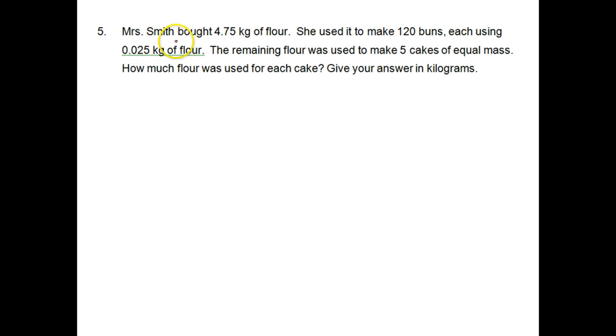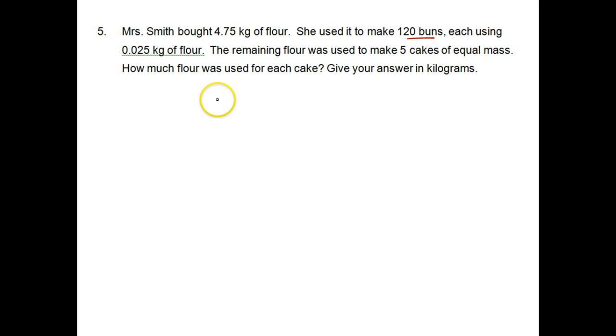Question 5. Mr. Smith bought 4.75 kilogram of flour. She used it to make 120 buns, each using 0.025 kilogram of flour. Remaining flour was used to bake 5 cakes of equal mass. How much flour was used for each cake?